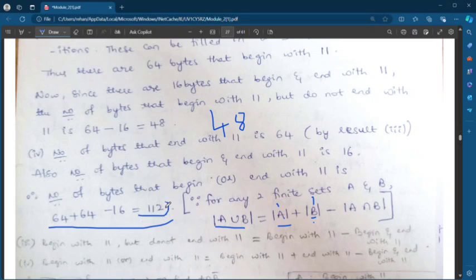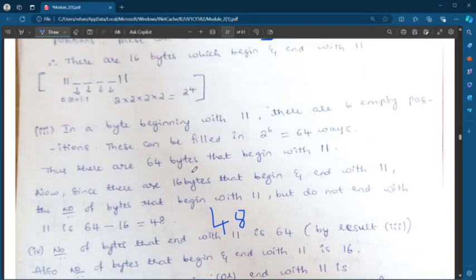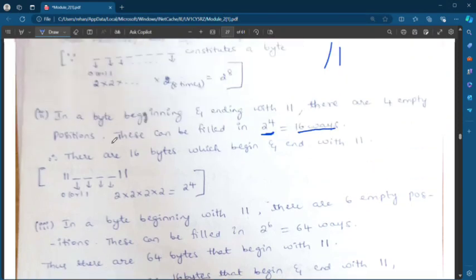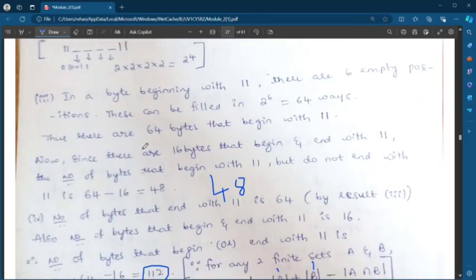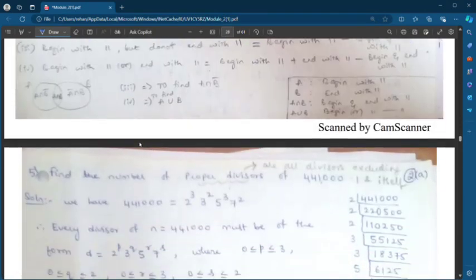Just remember one thing here. You can see the pattern also here. Previous answers are related. The current answer really depends on previous answers.